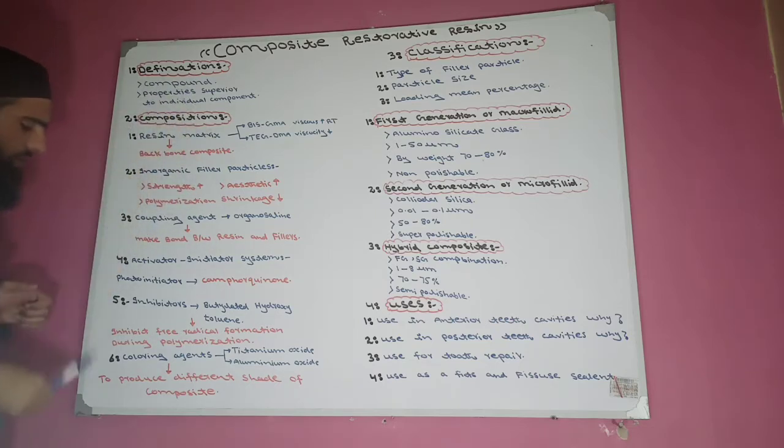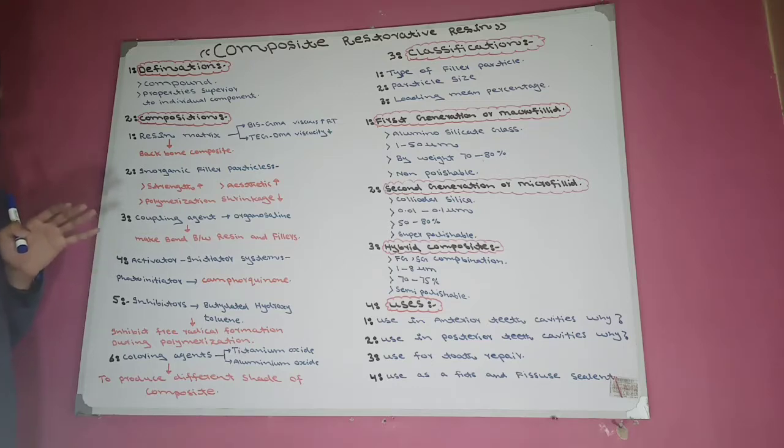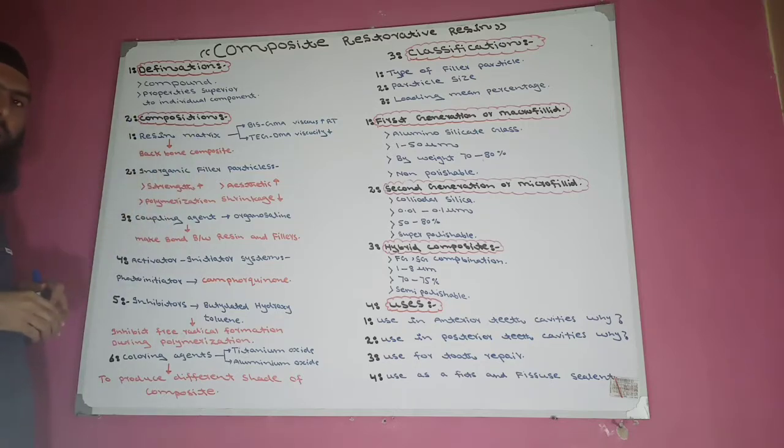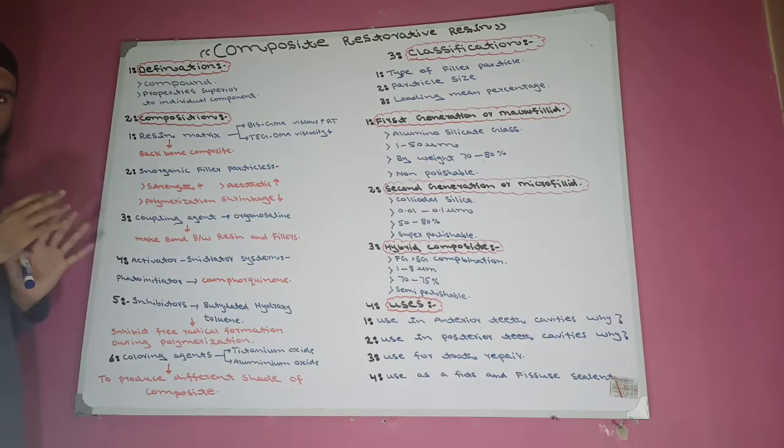Now come to the composition. There are 6 components in the composition of composite resin. The first is the resin matrix. Now, we study the composition, each component of composite resin, plus the function of each component also.